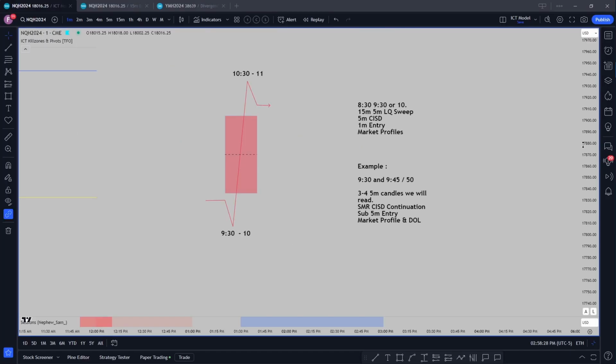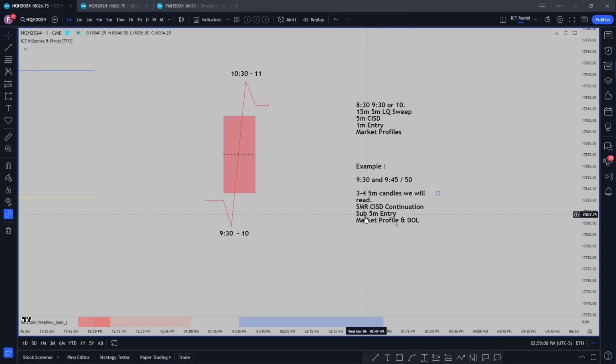So I love the good stuff at the end. This is the full mechanical written-down version if you want to copy it: 8:30, 9:30, or 10 liquidity sweep on the 15 or 5-minute, 5-minute change in state, 1-minute entry, and then we're using market profile to top us out. The example I gave you was using 9:30, reading the first 3 to 4 5-minute candles, watching up until 9:45 because there can potentially be 2 Judas swings, then this SMR, continuation, etc.